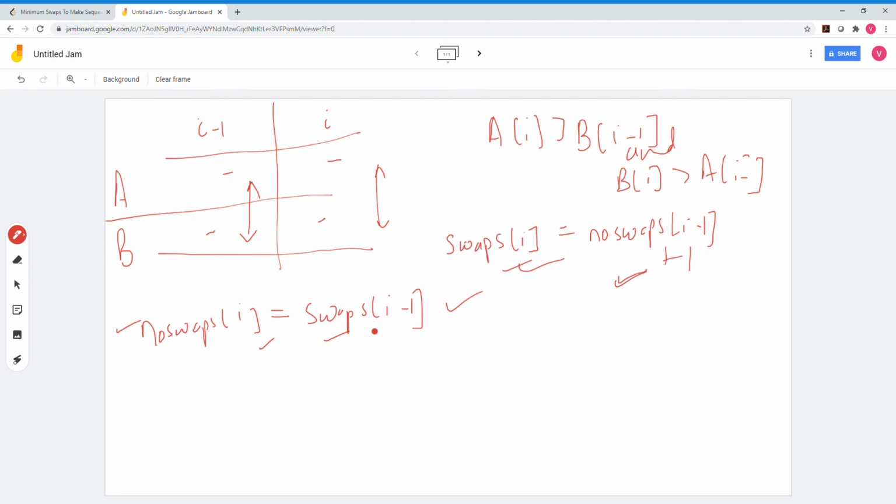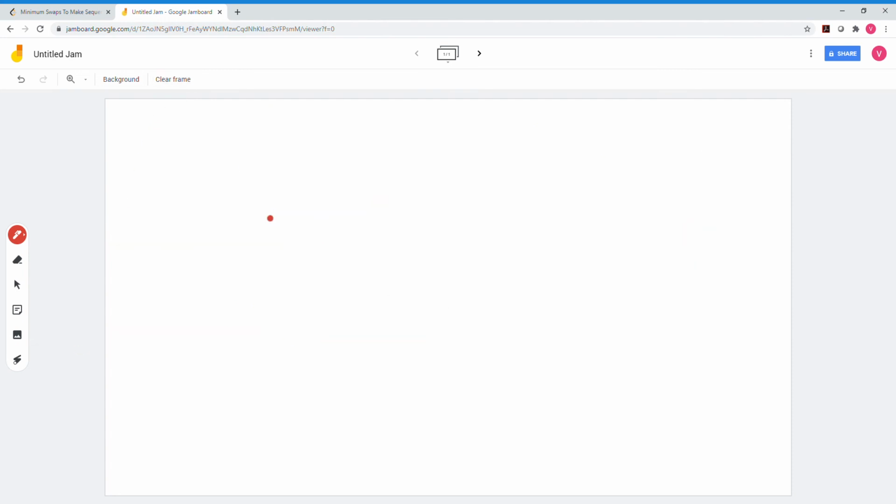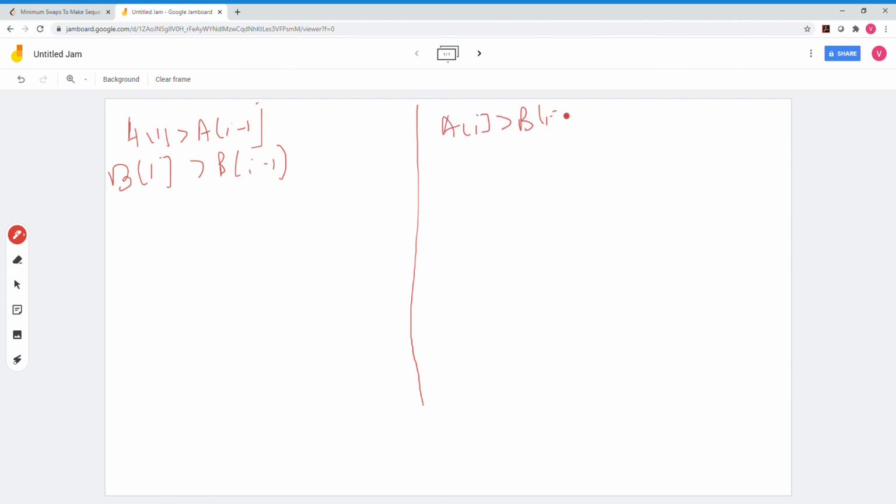So just let me summarize as I did in the last video. Case 1 was when A of I is greater than A of I minus 1 and B of I is greater than B of I minus 1. So let's make a clear distinction. And case 2 is when A of I is greater than B of I minus 1 and B of I is greater than A of I minus 1.